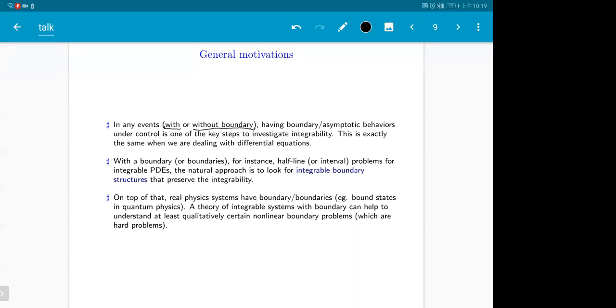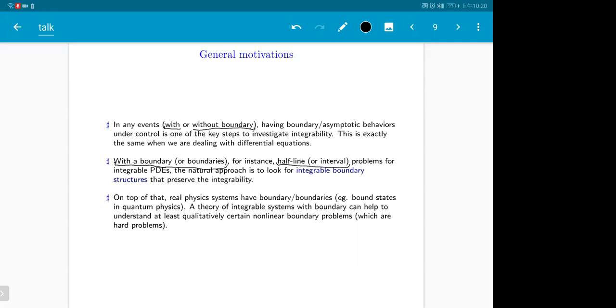So in the case with boundaries, so half-line problem or interval problem, since we are dealing with integrable PDEs, the natural approach is to look for integrable boundary structures, what we call integrable boundary conditions.